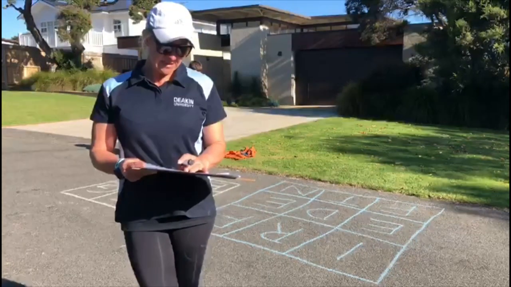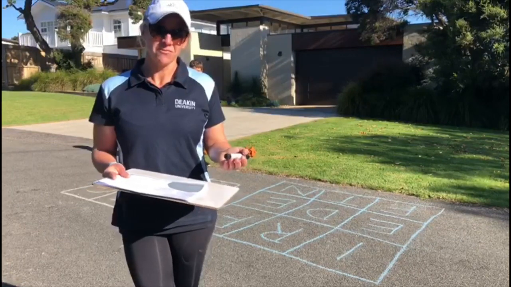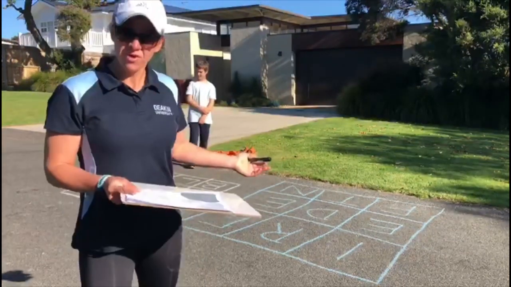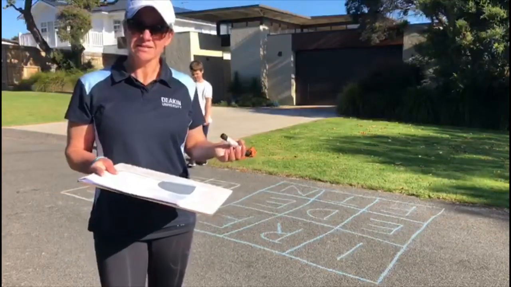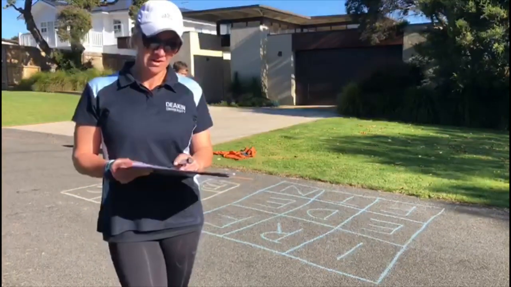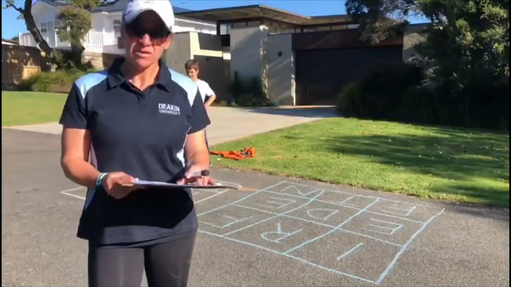This has been designed for obviously the current situation, so kids are at home. We've got some simple chalk on a road, and this game is just hopping. So literally all you need is something to mark out the grid. We've got a 3x3 grid with letters in the middle, and this one is called Hop to It.